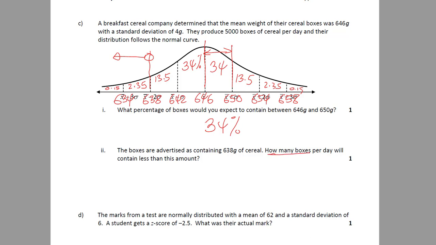Firstly, what percent is it? It's 2.35 and a 0.15. Add them together. 2.5% are going to be underweight. People are getting ripped off. 2.5% of the boxes produced are underweight.